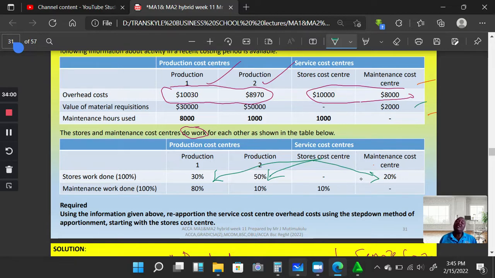So which percentages are we going to use? We're going to use these ones. But for this one, since its overheads have already been reapportioned, we're going to ignore it. So we now have 30% and 50%, and this gives us a total of 80%. So the reapportionment is going to be based on 30% over 80% and 50% over 80%.